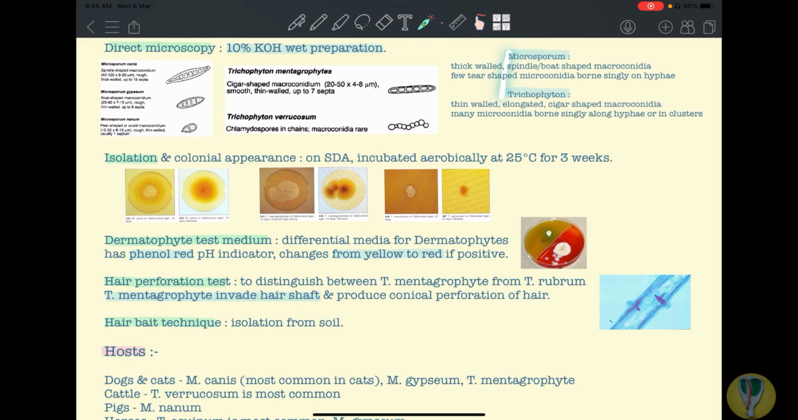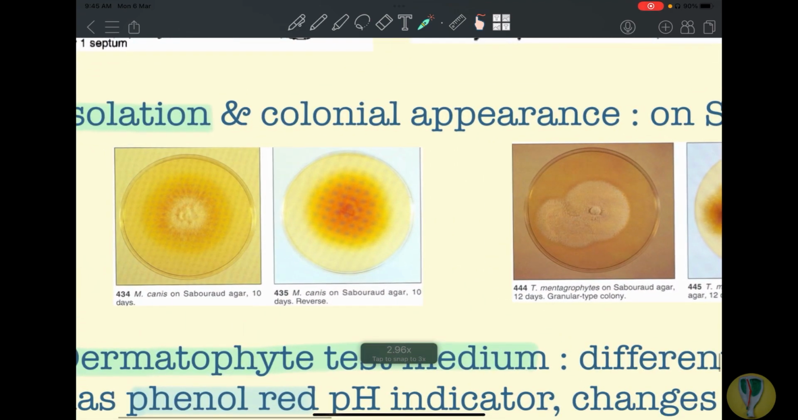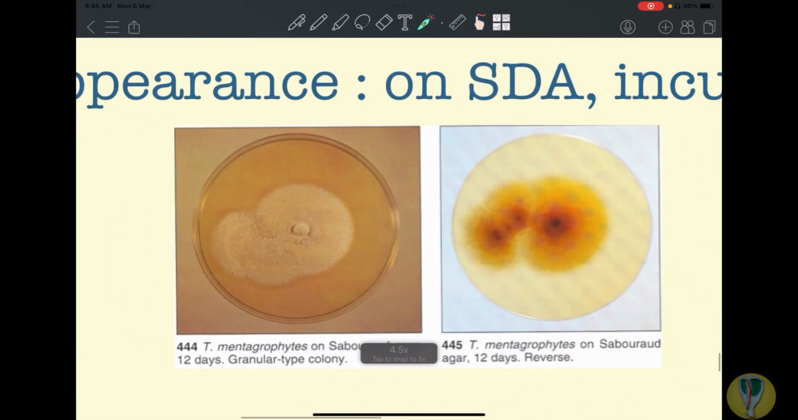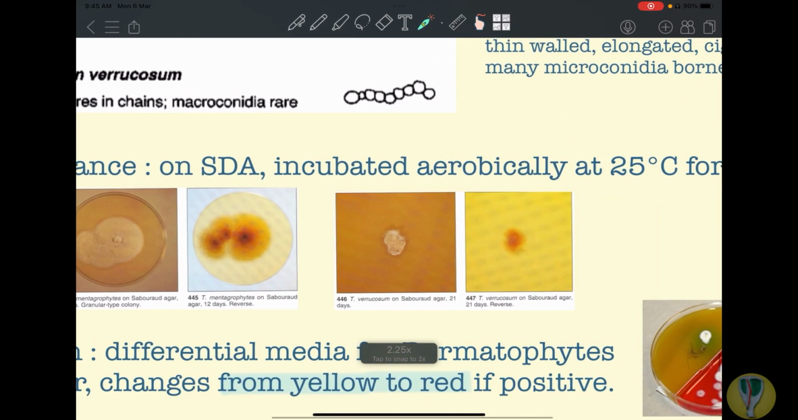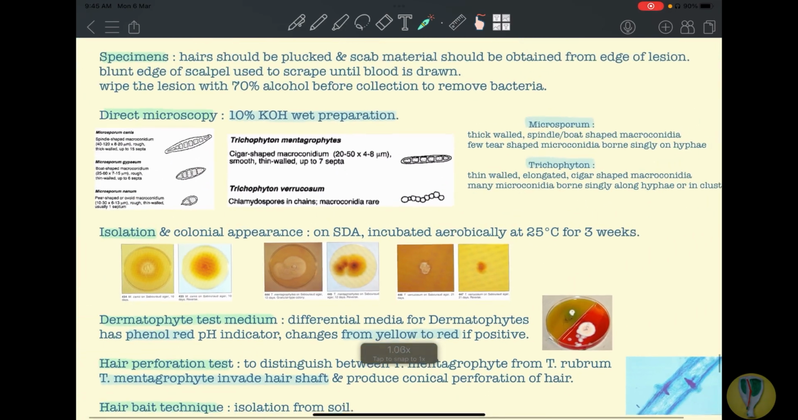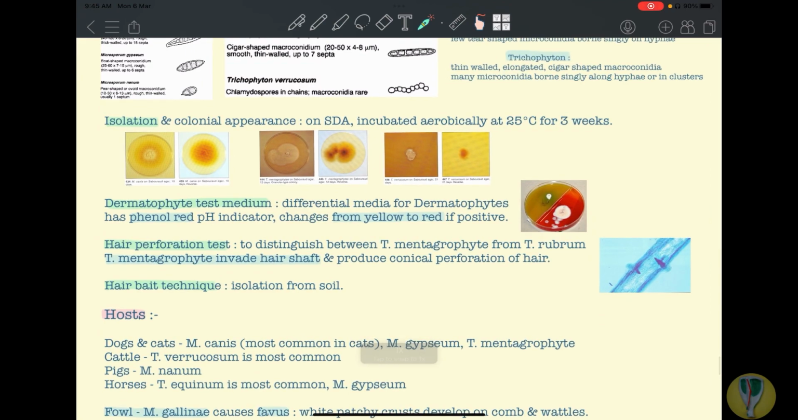Then isolation and colonial appearance. So on SDA, you have to incubate the fungus aerobically at 25 degrees Celsius for 3 weeks. In case of verrucosum, you have to incubate for 5 weeks. Okay, and what you will observe that on top and on reverse side, the colors are different. Okay, so these are the colonies of M. canis, T. mentagrophyte, and T. verrucosum, respectively.